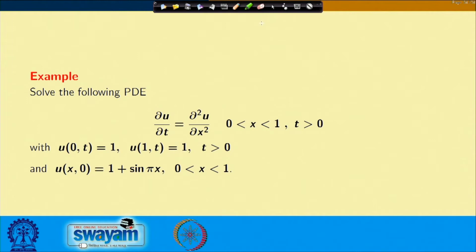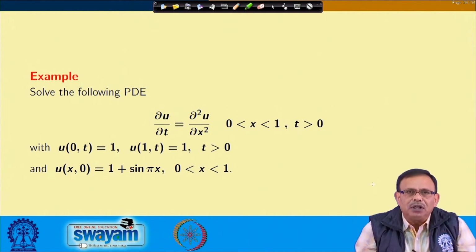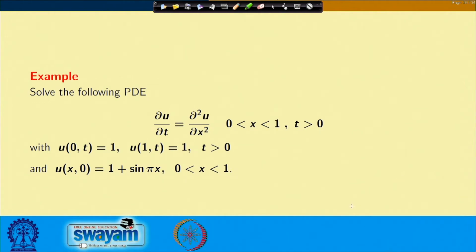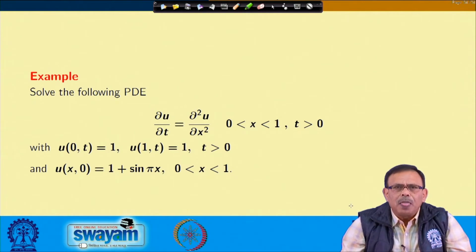We want to solve the following PDE: del u by del t equals del square u by del x square, where x lies between 0 and 1 and t is greater than 0, with u(0,t) equals 1 and u(1,t) equals 1 when t is greater than 0, and it is given that u(x,0) equals 1 plus sin pi x, where x lies between 0 and 1. If you carefully see this problem, I have two independent variables x and t. x lies between 0 and 1 and t is greater than 0.